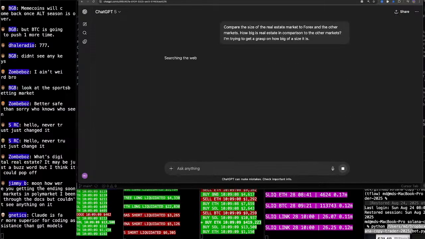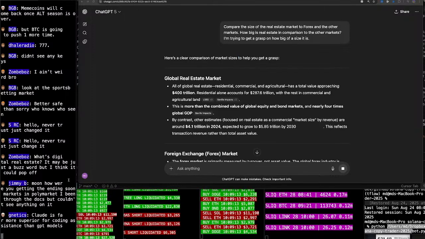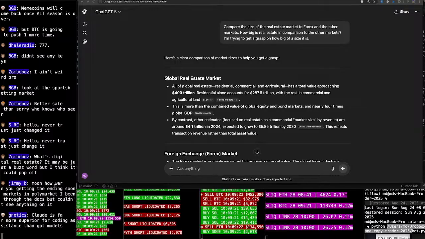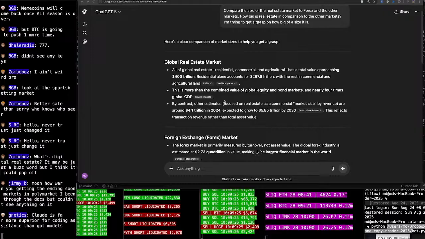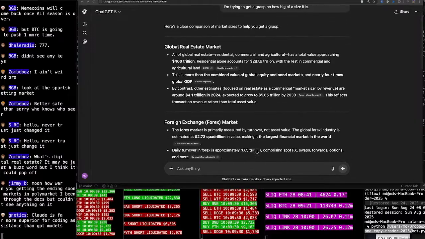Moon, how were you getting the ending soon markets in Polymarket? I've been through the docs and couldn't find it. I don't know, honestly. I just asked Claude. Claude is far more superior for coding assistance than GPT models. I agree. So here's a clear comparison of market sizes to help you get a grasp.